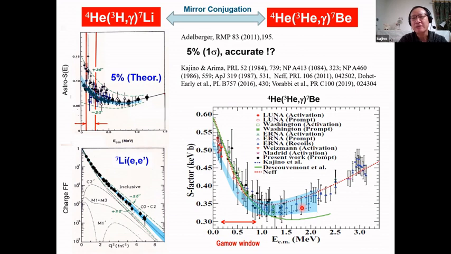But the mirror symmetry, as you see here, still casts a doubt of 5%. So we rate this abundance uncertainty as at least 25%. This is also one problem to be solved in nuclear physics.